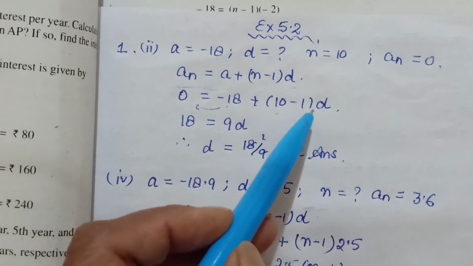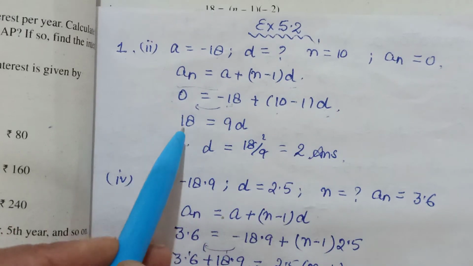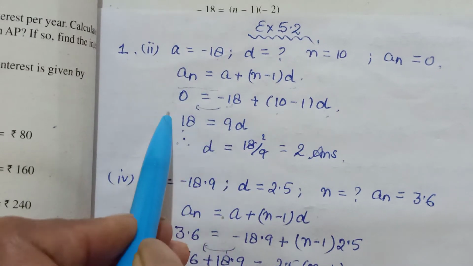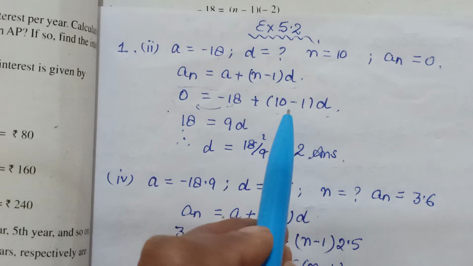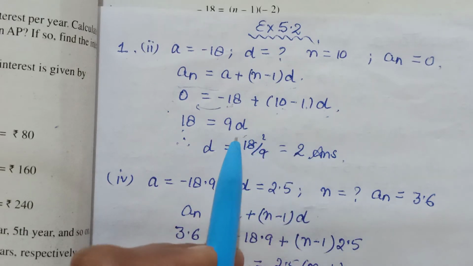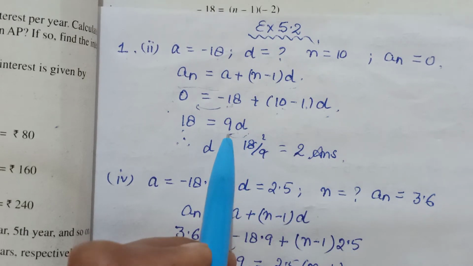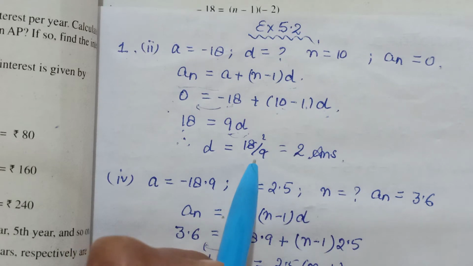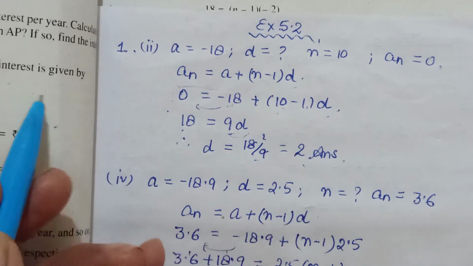So obviously what will you do? To find this D, first we'll take 18 to the other side. So it becomes plus 18. Okay, then 10 minus 1 bracket solved gives you 9 times d. So 9 will be taken to the other side, will come in the denominator. D is equal to 2.